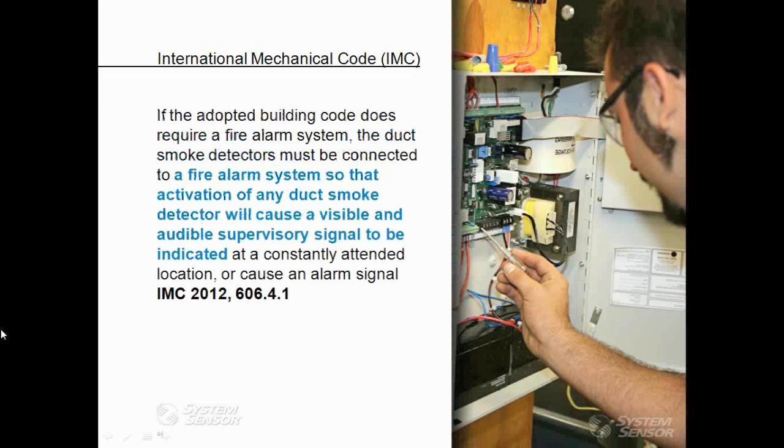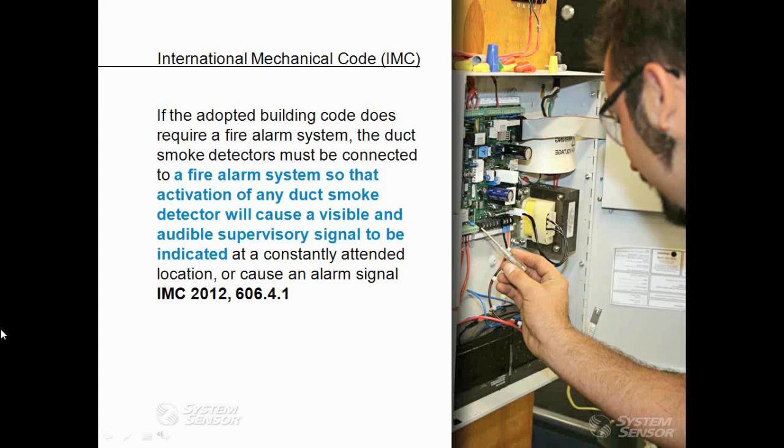Let me go to the next slide. Okay, so this is the final main point for duct smoke detection in the International Mechanical Code. If the building code requires a fire alarm system, as many buildings now do, the duct smoke detectors must be monitored by that system and cause a supervisory signal at the panel if smoke is detected.